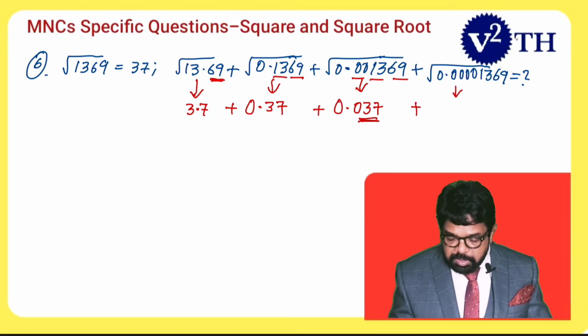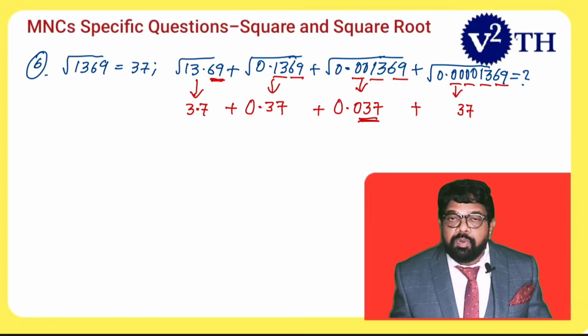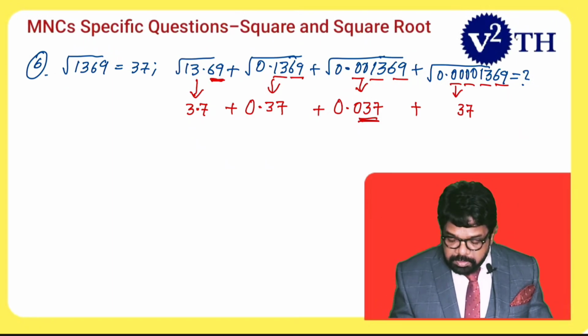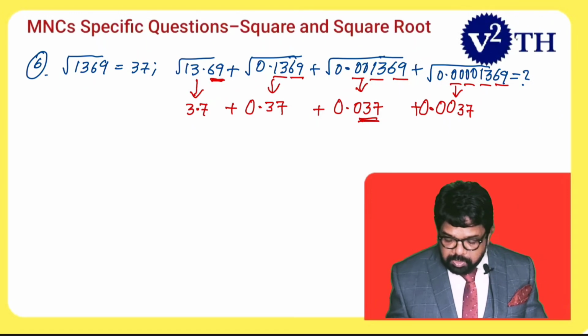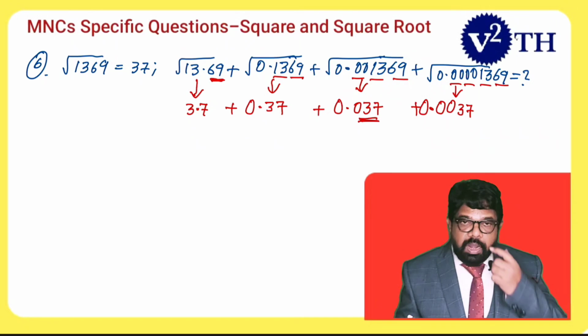Similarly, what is the value of this now? Again 37 you have to write. Now where do you place the decimal, two digits make one group. How many groups are there here? 4 groups are there. After the decimal 4 digits. So what is its value? 0.0037. So by adding all this, what is its value?